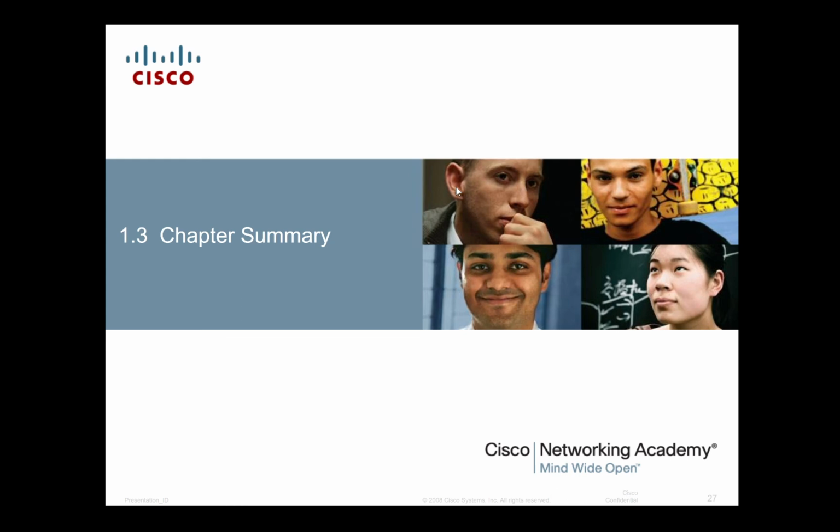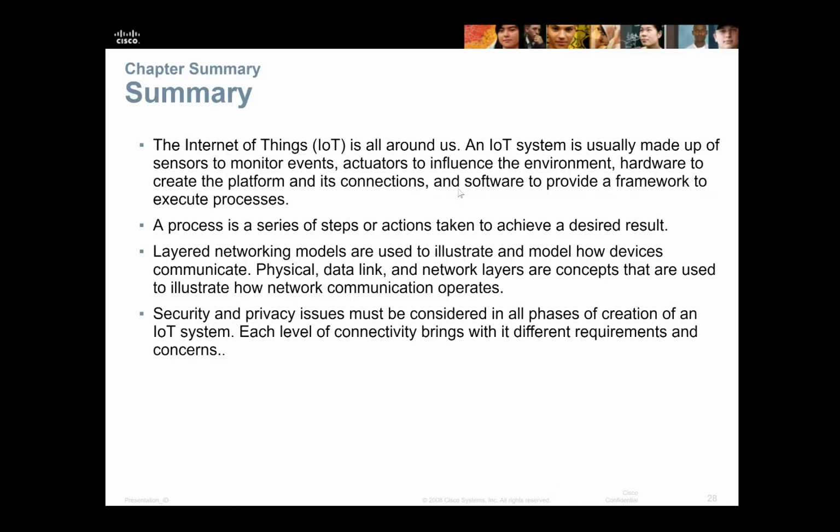Okay, what we heard: IoT is all around us, sensors, actuators, and then the controller, microcontroller, which has software to execute whatever is needed. There are some processes, which are actually steps or actions taken to achieve the desired result. So that's kind of the framework of the controlling program.